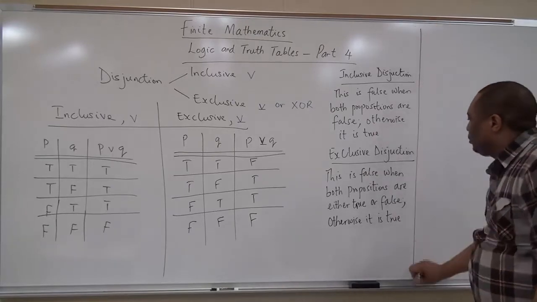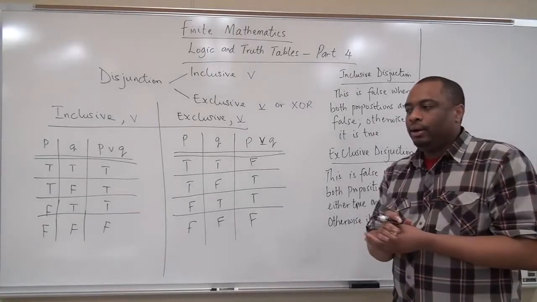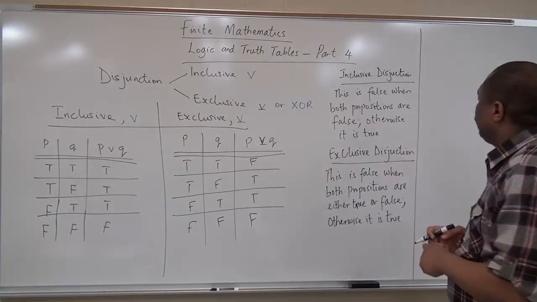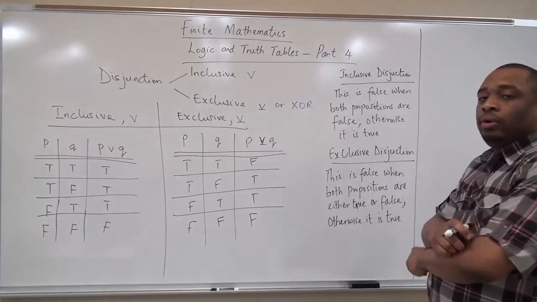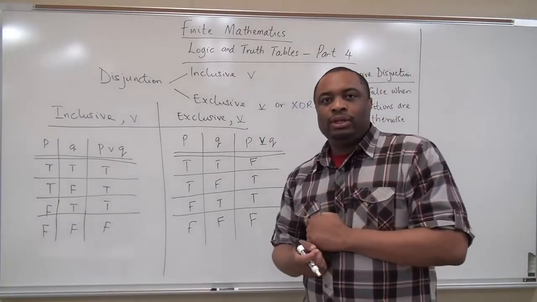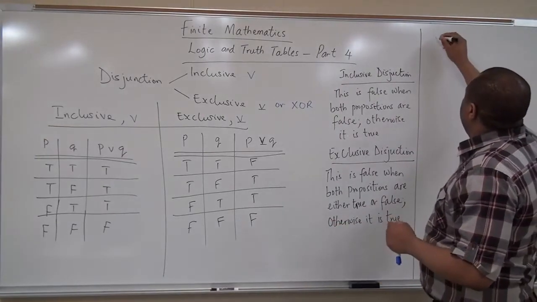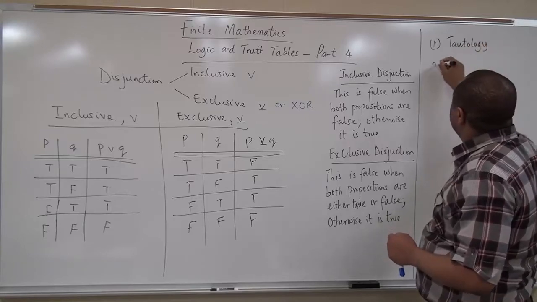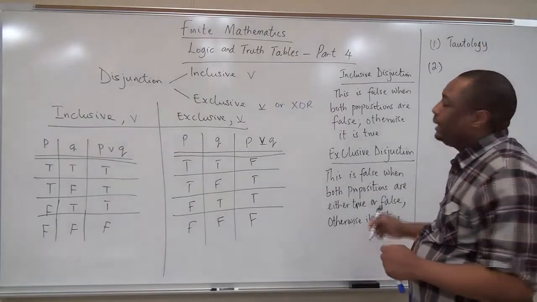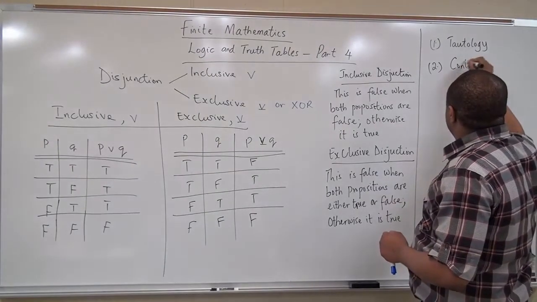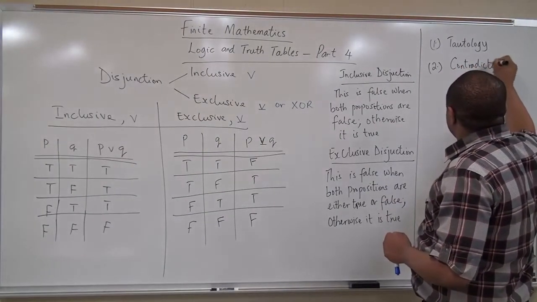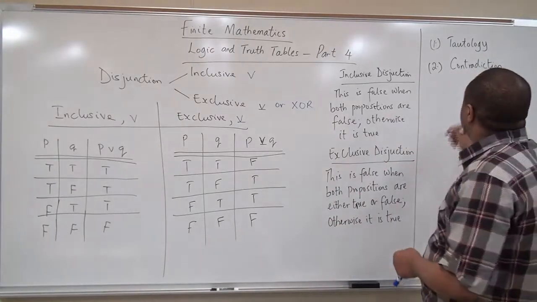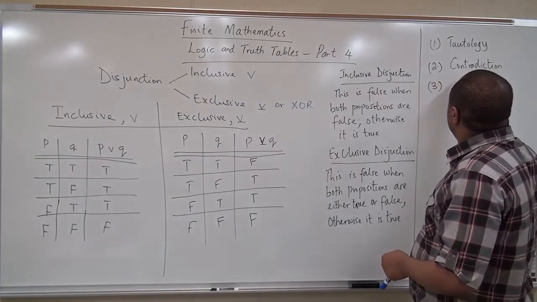The next thing we're going to look at is three important things that we want to look into. The first one is tautology, the second one is contradiction, and some textbooks write it as self-contradiction. And the third one is contingency.